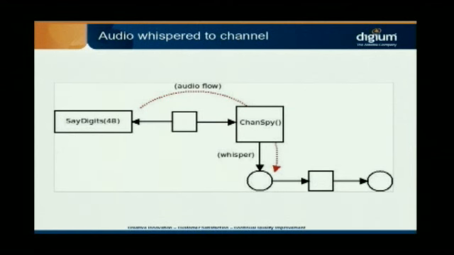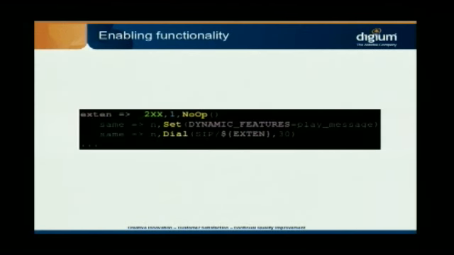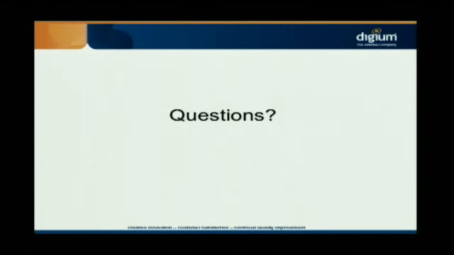So once the local channel executes the chan spy, we're whispering onto the channel that executed the #1. And once that has answered, we execute some dial plan, and that dial plan happens to be playing audio onto the channel that hit #1. And to actually enable the functionality for this particular channel, because we may not want it on everything, we use dynamic underscore features equals play underscore message. Play underscore message is the name we defined in features.conf. Dynamic features is just a built-in variable that allows us to assign this to the channel, which is placing a dial. Questions? That's it.